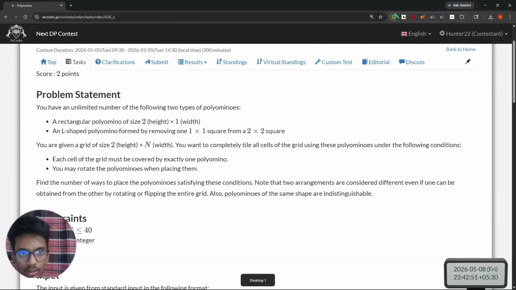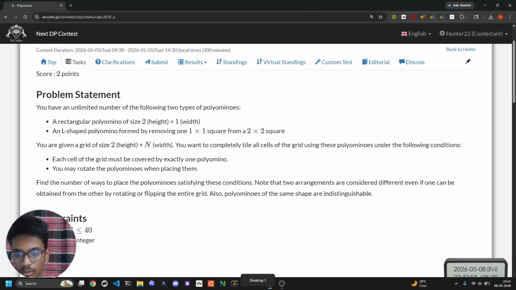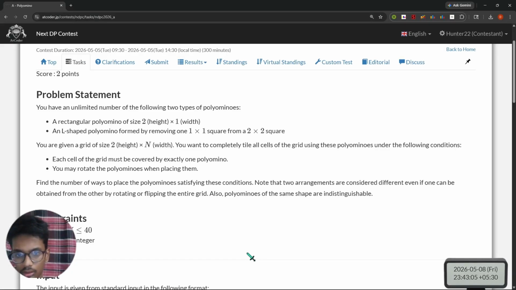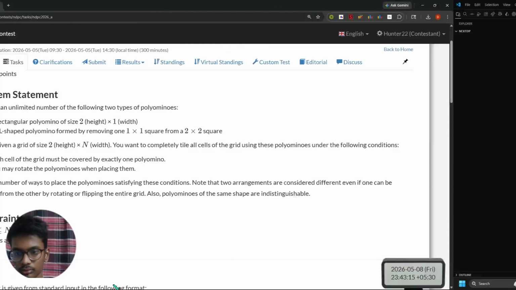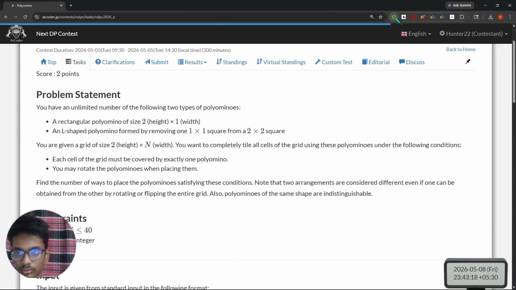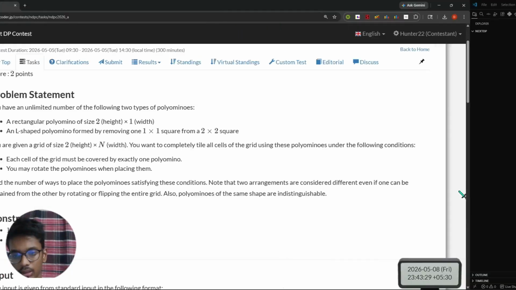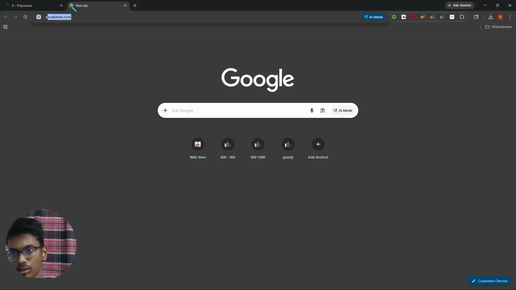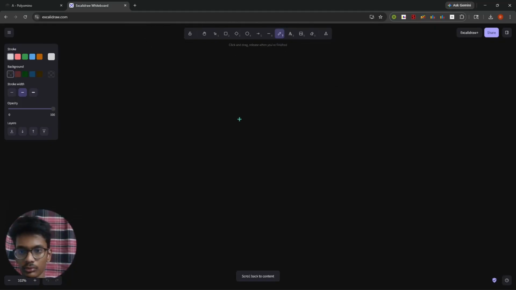Okay, we have this extension, right? Wait, why isn't it working? Do I have another VS Code open somewhere? Let's close it. Okay, this thing is still loading. Let's wait for some time. Let's read the question again. Till then, let me explain it.